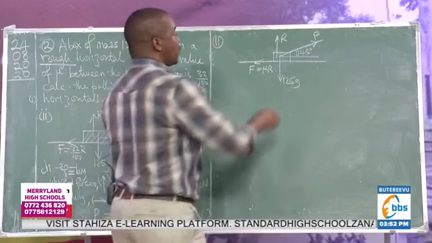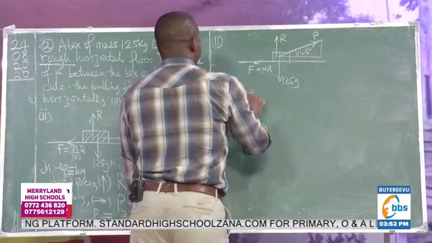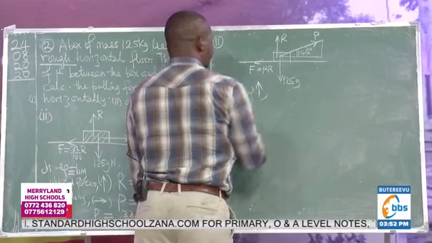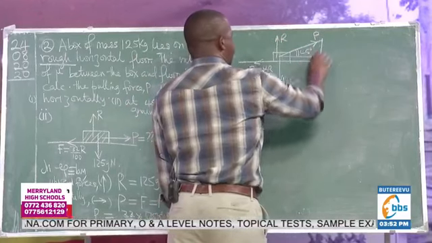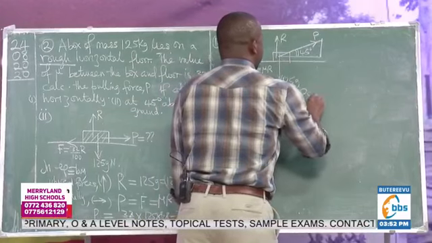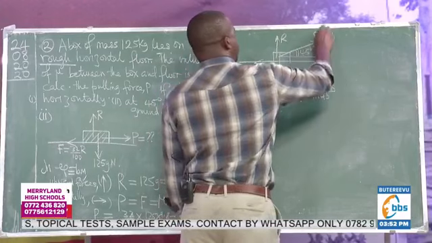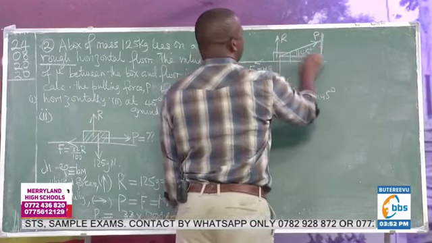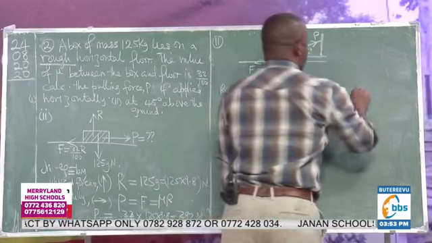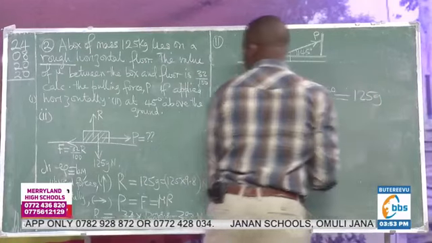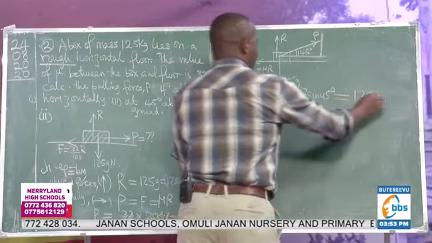The technique here is we need to resolve. Resolving vertically in equilibrium, we have R, this R here, will be joined by the component of P here, which is P sine 45. When we resolve this P along this line, it has a component and it also has a component along the horizontal. So in equilibrium, forces going up, R plus this, should be equal to 125 g. R plus that should be equal to 125 g. And we can therefore keep it as A.